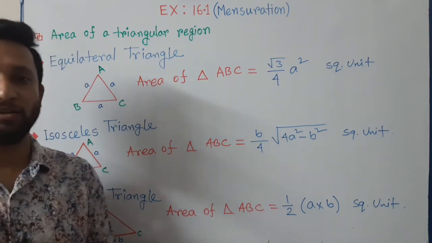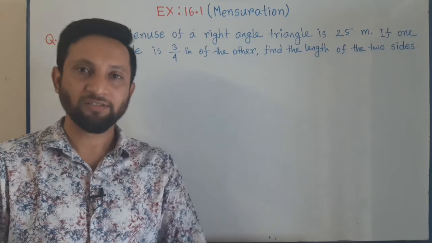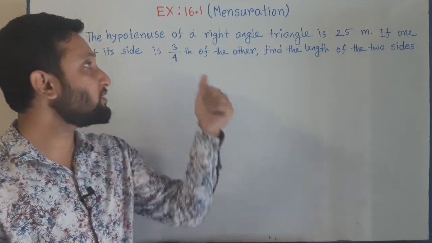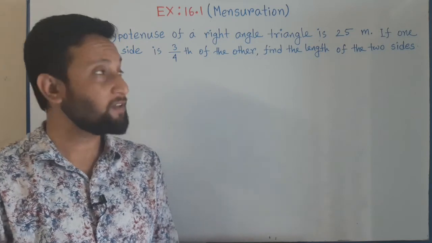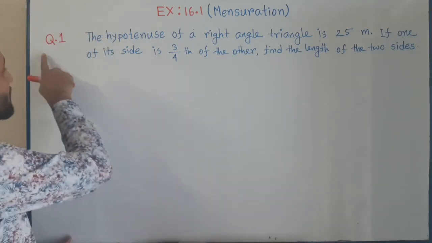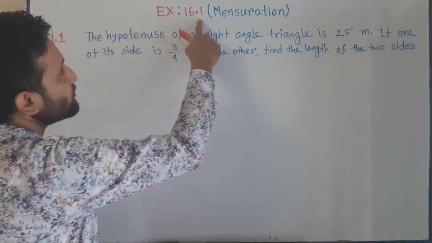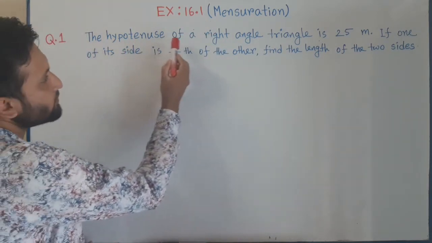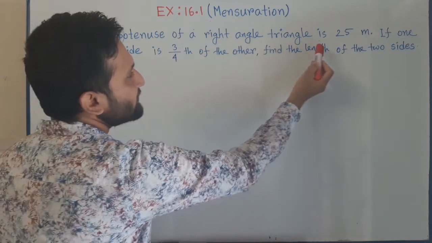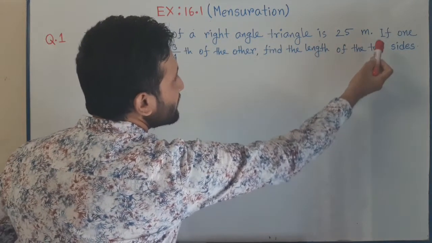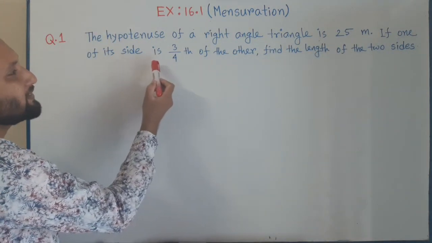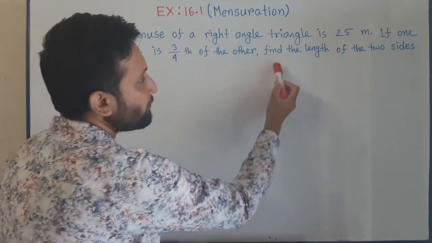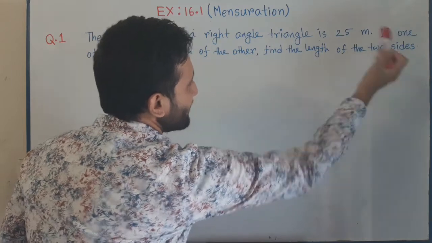I hope everybody is clear. Dear students, now I am going to solve some mathematical problems from this exercise. This is question number 1 from exercise 16.1. The question is, the hypotenuse of a right angle triangle is 25 meter. If one of its sides is 3/4 of the other, then find the length of the two sides.